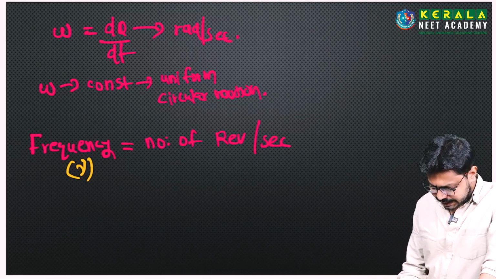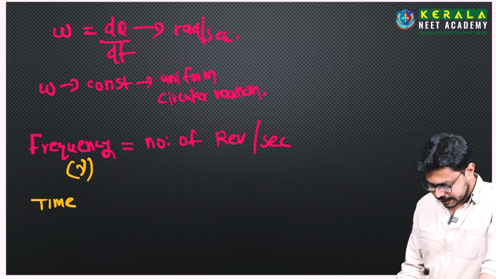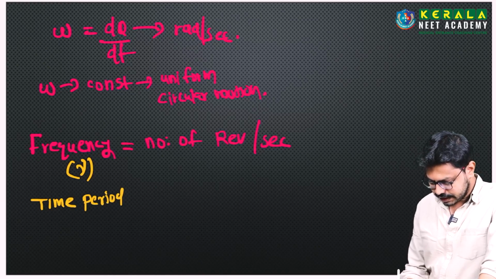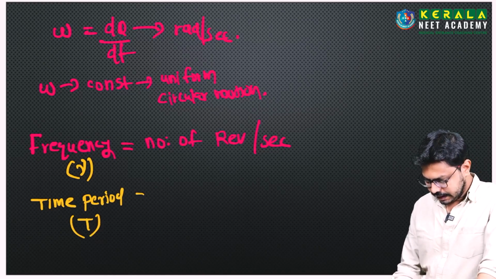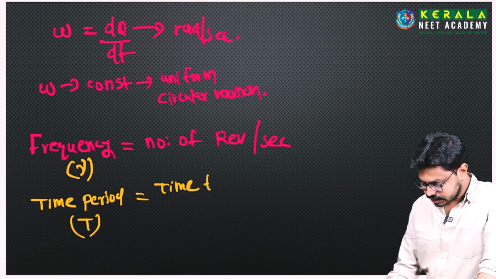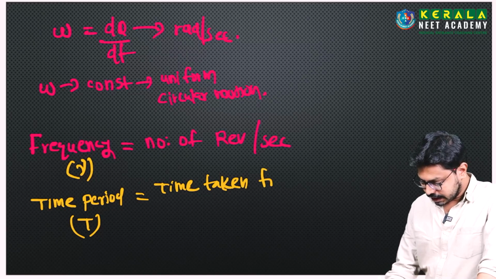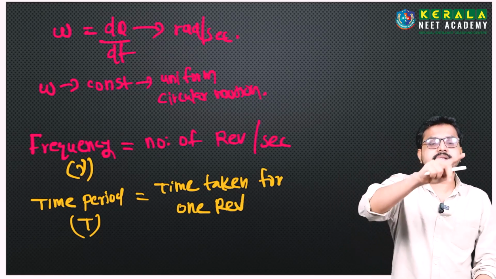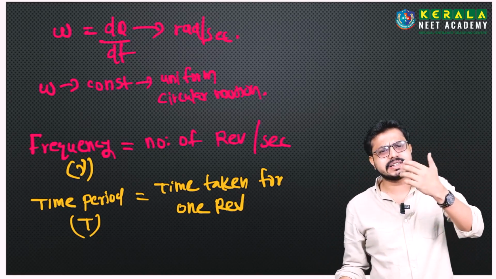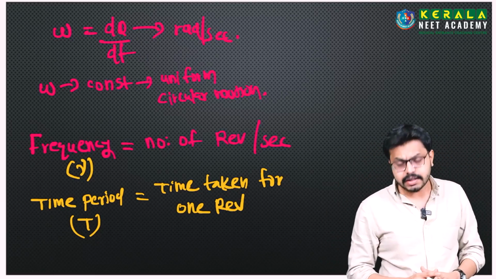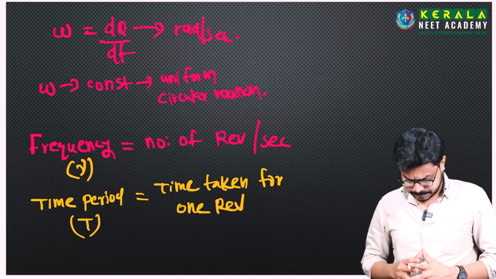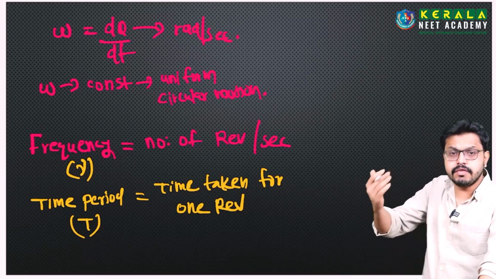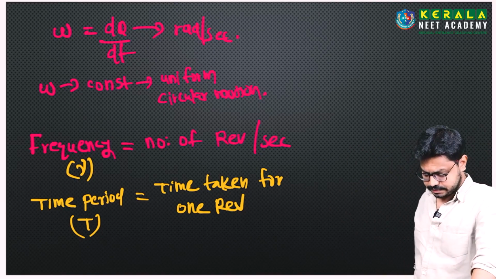Next one, time period, capital T. What do you mean by time period? Time period is equal to the time taken for one revolution or one rotation. The time taken to complete one revolution is the time period. Capital T, that's very basic. Frequency nu is the number of revolutions per second.